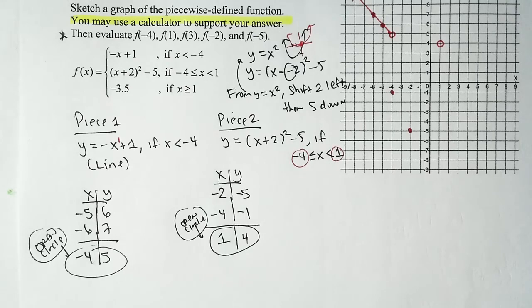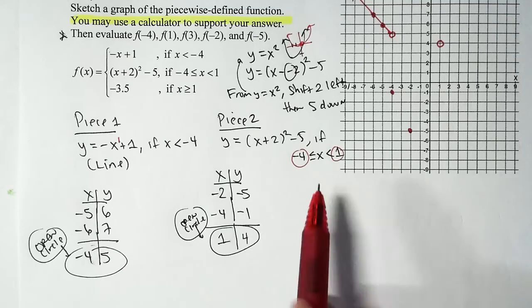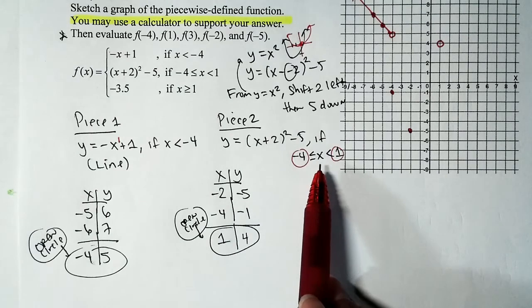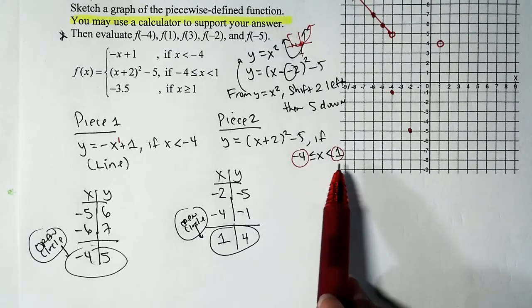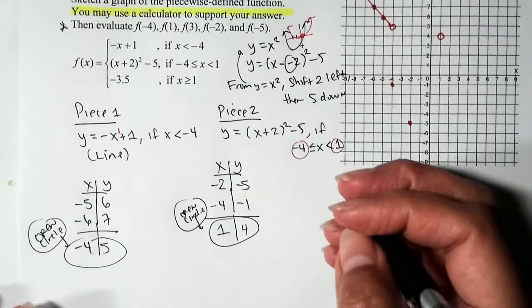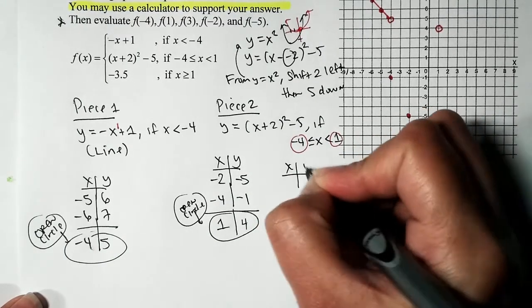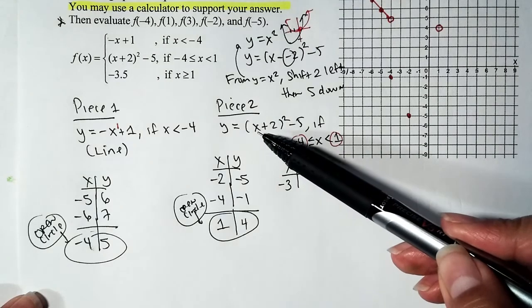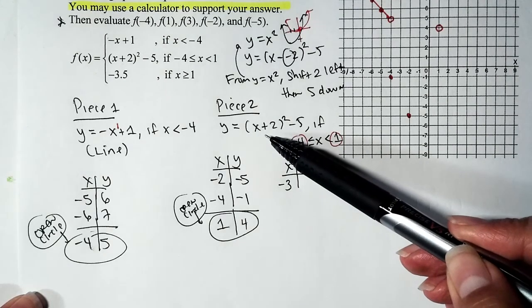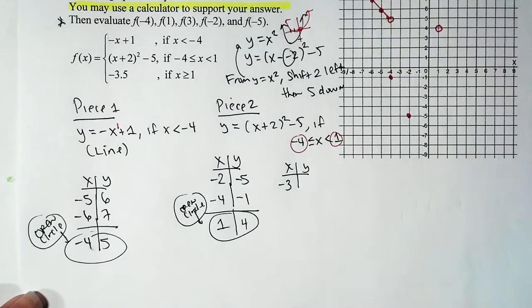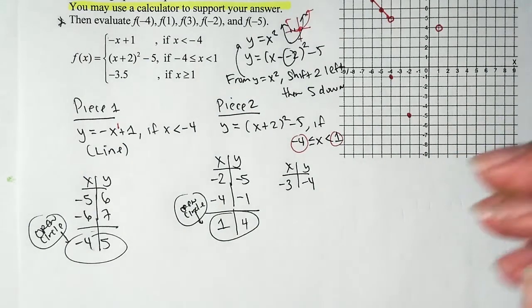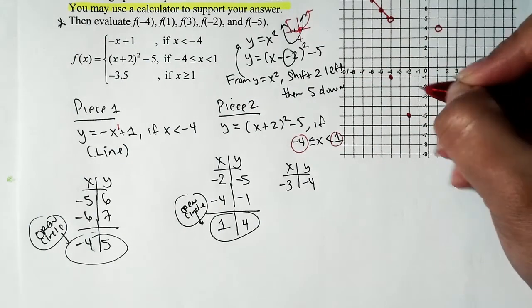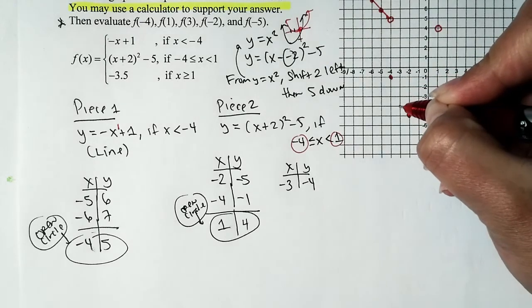I will be okay with either, but I'm an overachiever, so I'll pick negative 3, negative 2, negative 1, and 0. Okay, so let's go ahead and extend this. I'm out of space. So we have negative 4, negative 3. If x is negative 3, negative 3 plus 2 is negative 1. Squared, negative 1 is 1. 1 minus 5 is negative 4. So we have negative 3, negative 4. Cool.